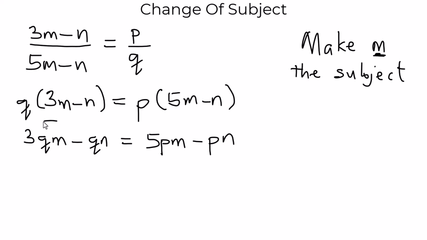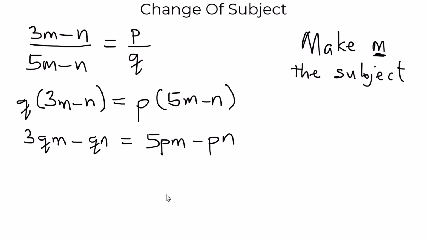So we have 3qm over here and we have 5pm over here. So we have 3qm and 5pm. Easy peasy. We just pull them together. Good. So we put the 3qm and 5pm together. And then when we are done, we have to group the ones that do not have the m in them together. So let's do that.